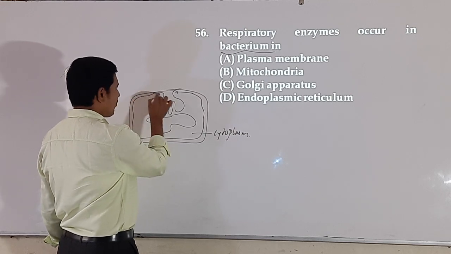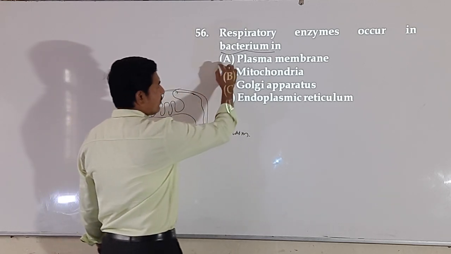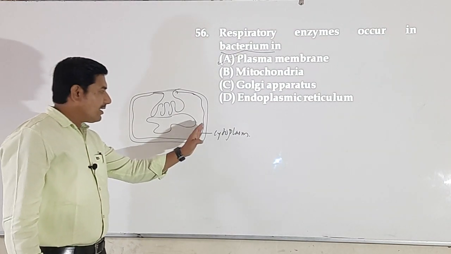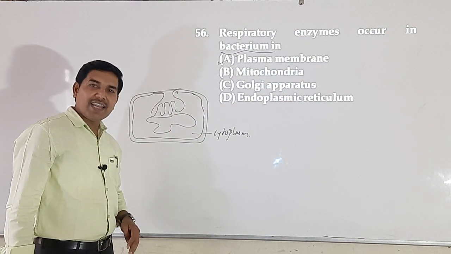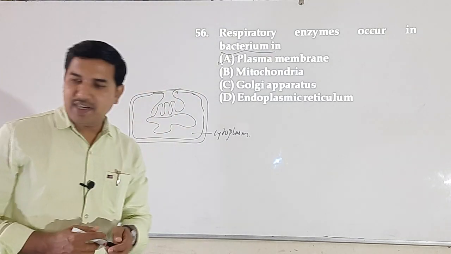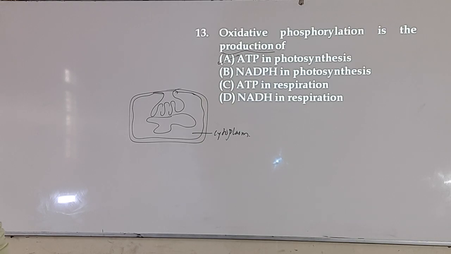Inside this plasma membrane, energy liberation keeps happening. So it is the plasma membrane, where the energy is produced on its inner side from this membrane. Okay, so it is the plasma membrane as it does not have mitochondria.